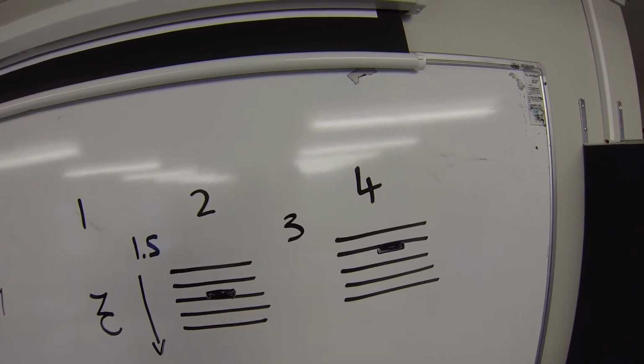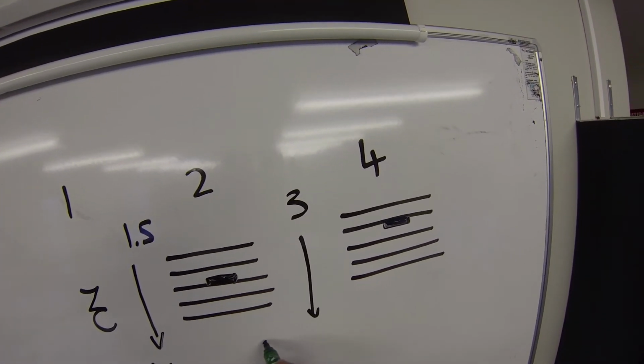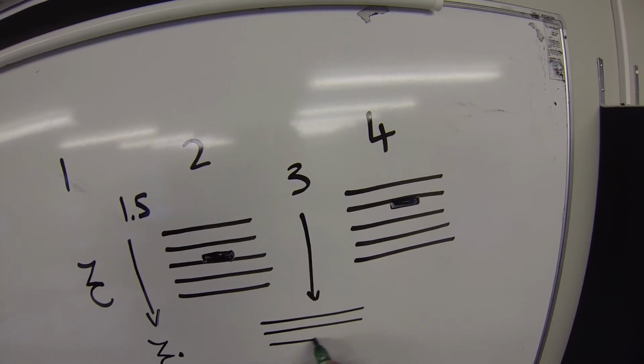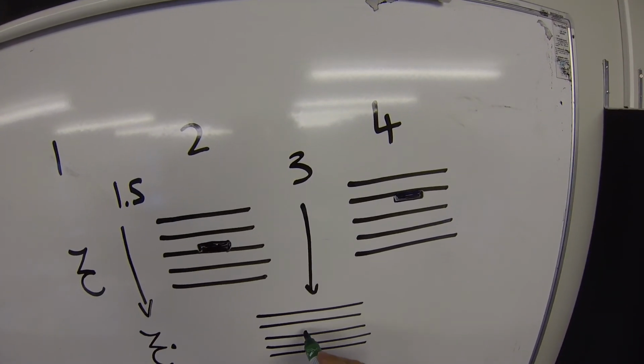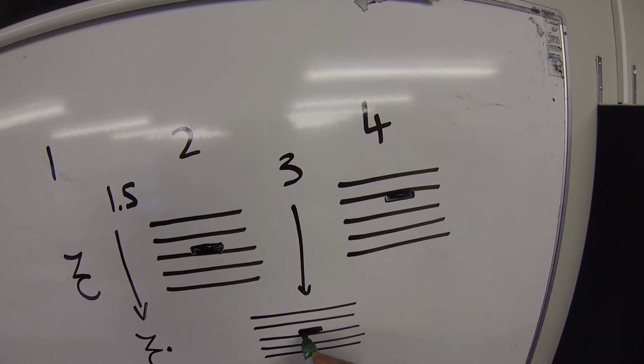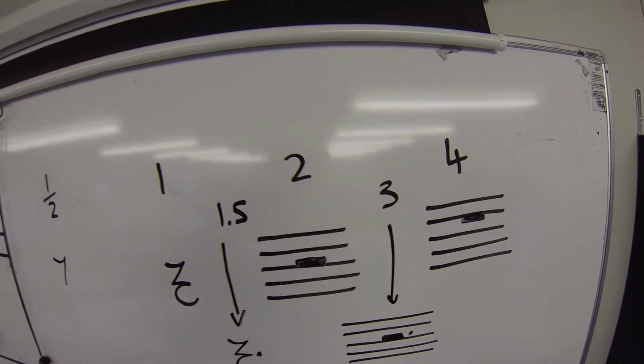And here for the 3 beat rest, I'm going to have to draw my 5 lines again. And I'm going to take a 2 beat rest. And I'm going to add a rhythm dot to it. And there we have it.